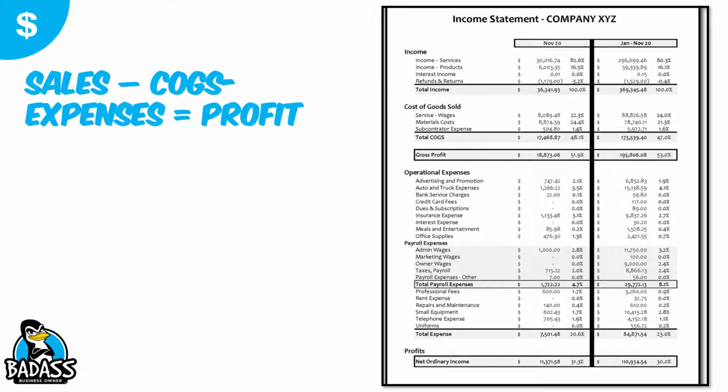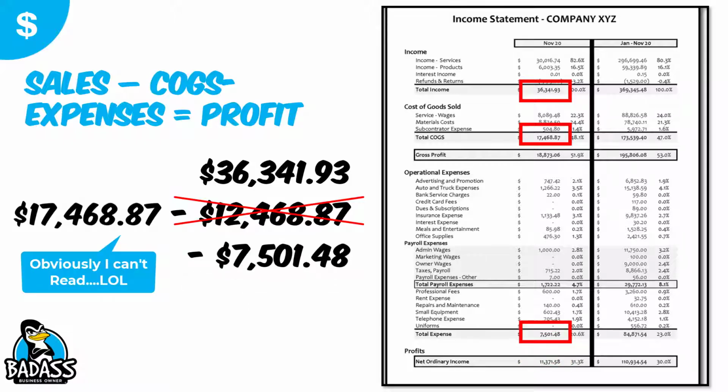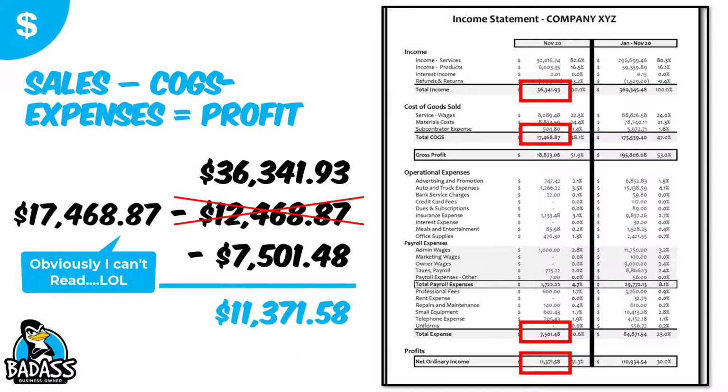Now, remember that calculation earlier? Sales minus cost of goods minus expenses equals profit. Let's take a look here on the P&L and how that plays out. So we started off with $36,000 in sales, minus our COGS, which were 12,468, right? Minus our expenses of 7,500, and that brought us down to this 11,000 down here below.